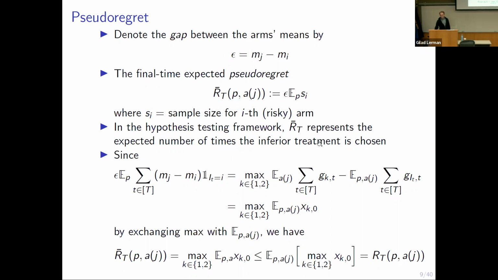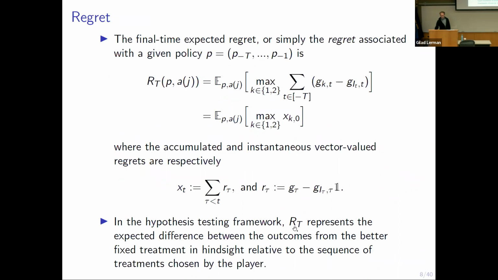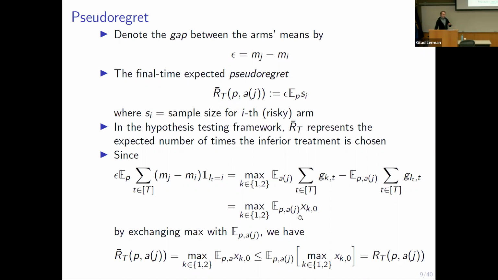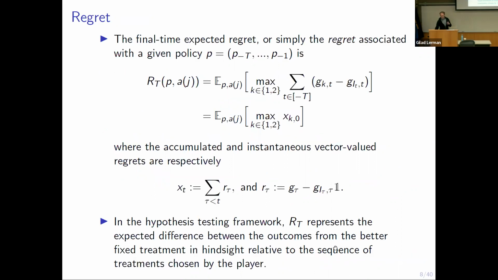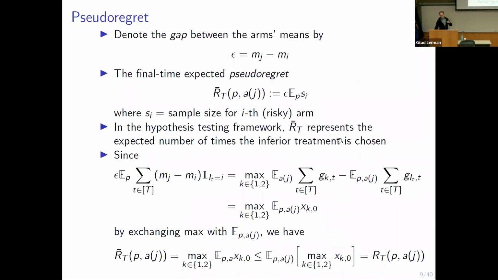You could see it's different. Regret has more randomness because it encompasses the randomness not only from selecting the inferior versus the good treatment, but both the inferior and the good treatment come with their own probability of successes. So this quantity, regret, encodes this randomness that you could have good or bad outcomes from either the risky or safe arm. Pseudo-regret just focuses on the expected number of times the inferior treatment is chosen.